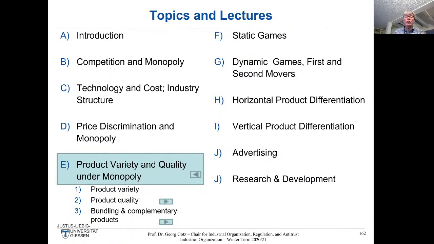The question here was which products to offer, which quality should our products have, how many different varieties of a certain product are we going to offer, and if we sell several products, should we bundle them?